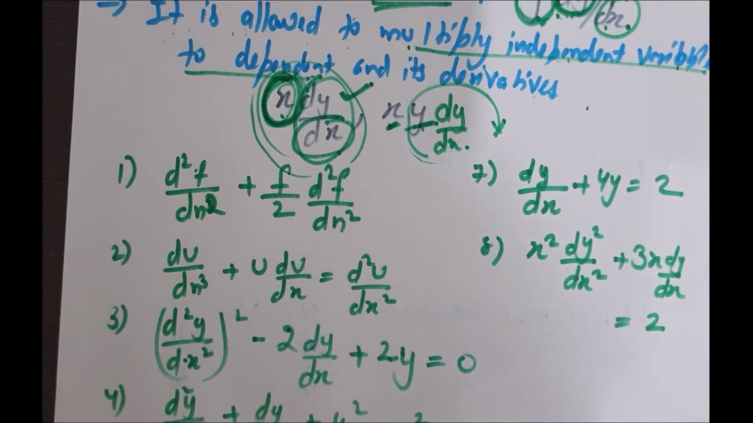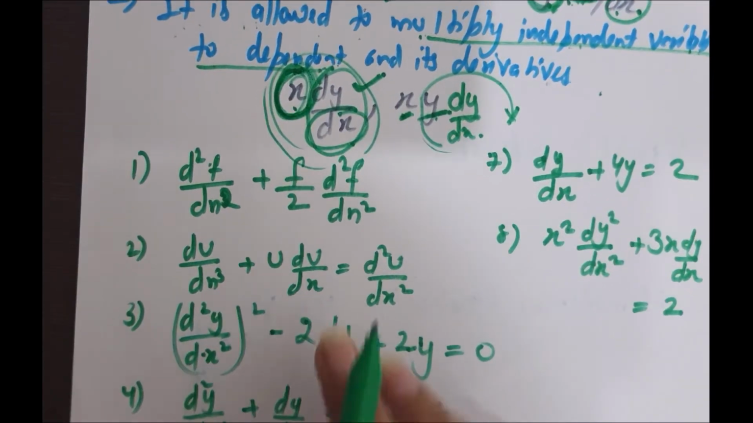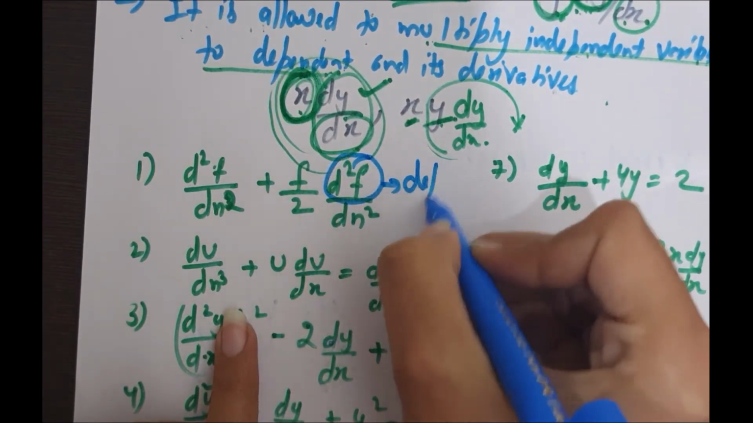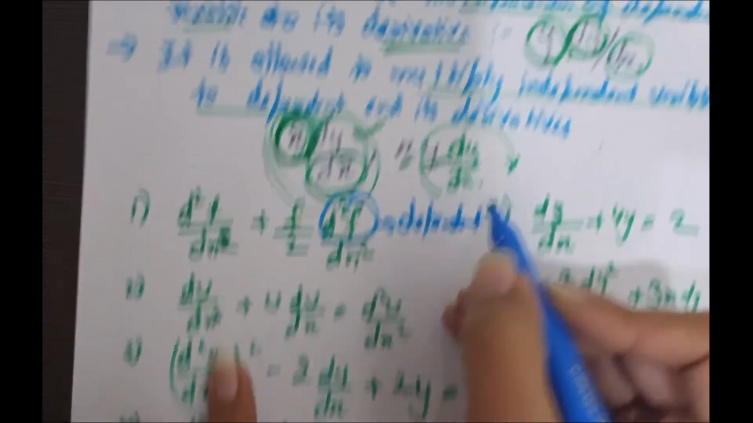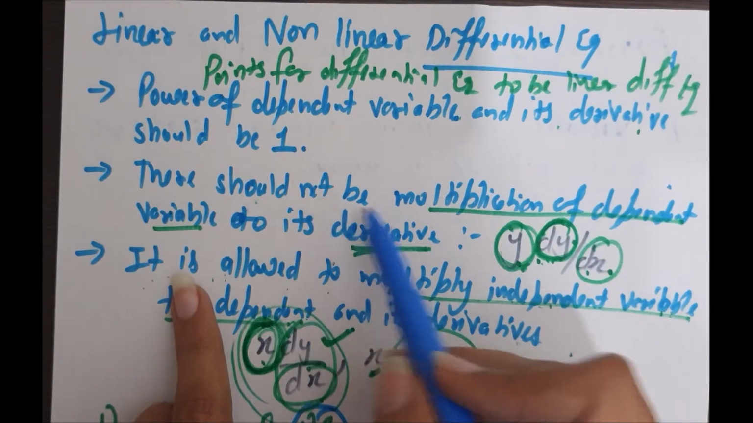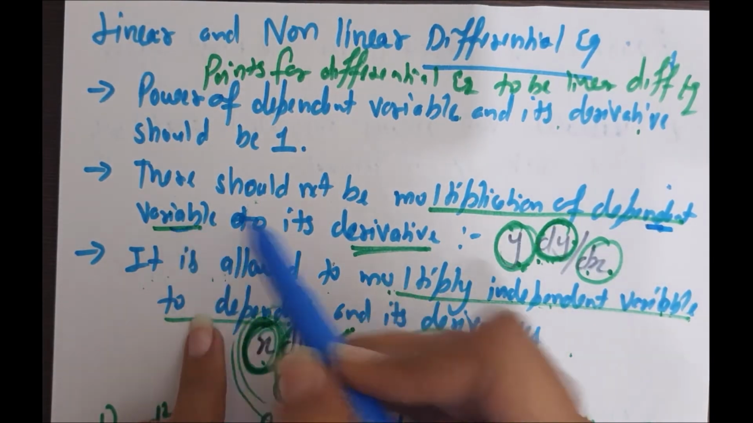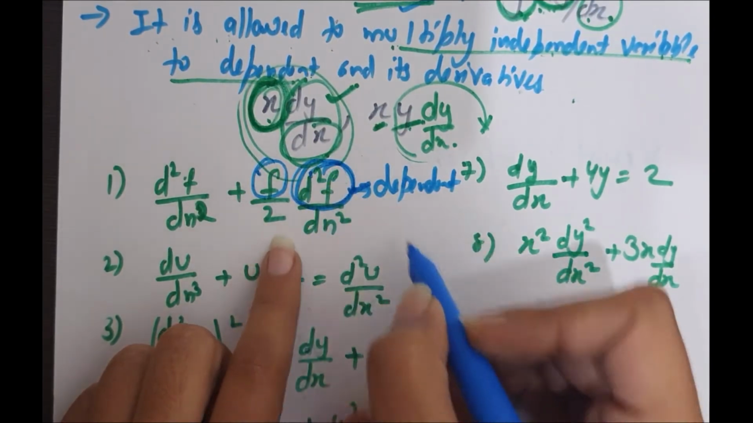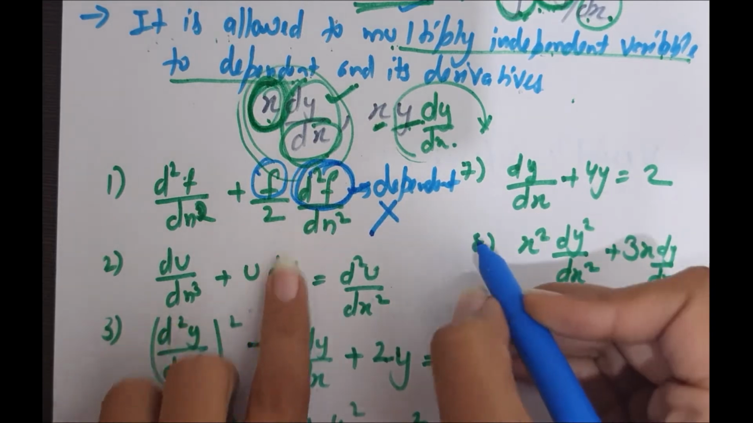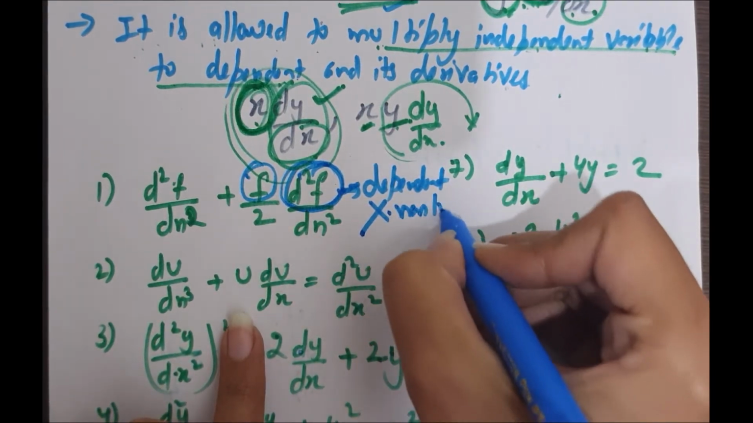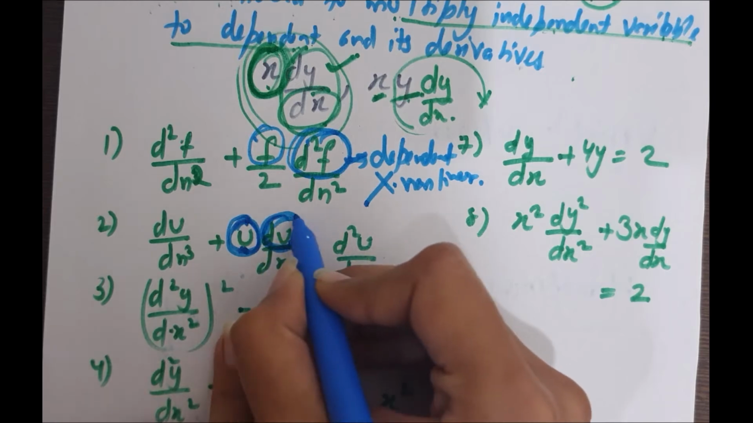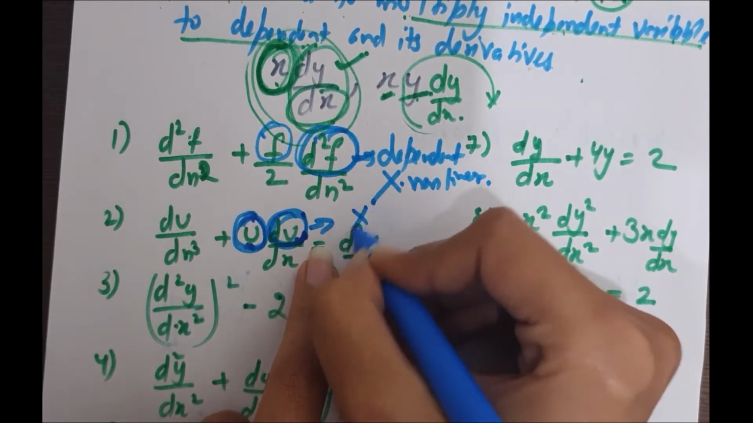So some examples of linear and nonlinear differential equations. First one, f is the dependent variable. According to property number 2, there shouldn't be a multiplication of the dependent variable to its derivative. Here the dependent variable is multiplied with its derivative, so it wouldn't be a linear equation, it would be a non-linear equation. Here also the dependent variable and its derivative get multiplied, so it wouldn't be a linear equation.